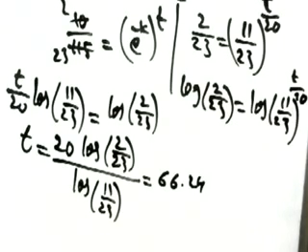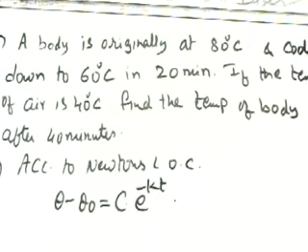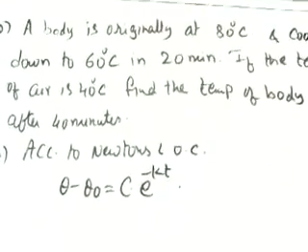So let me do one more question based on this. Next question. A body is originally at 80 degrees Celsius, and cools down to 60 degrees Celsius in 20 minutes. If the temperature of the air is 40 degrees Celsius, find the temperature of the body after 40 minutes.